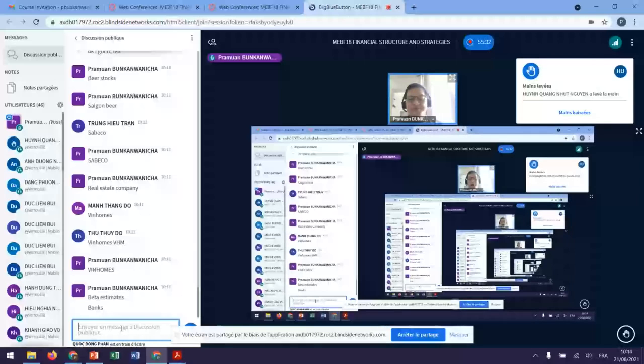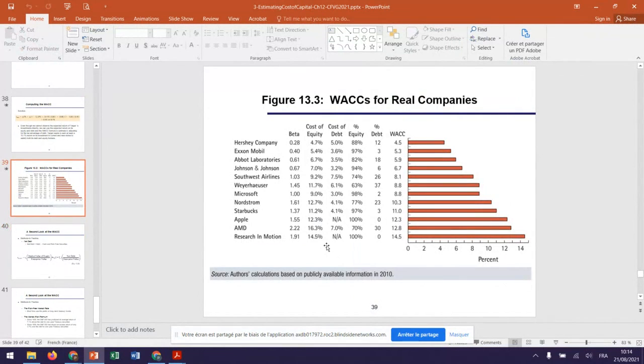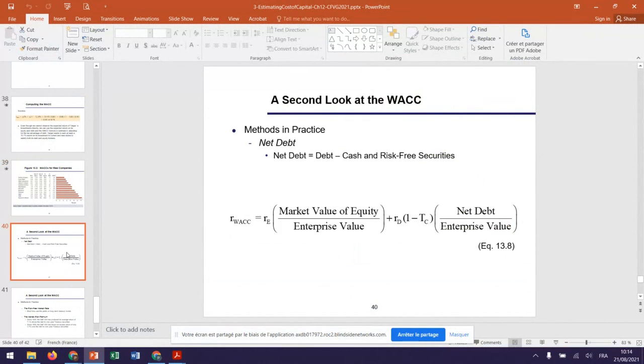All right, very good. So again, some refinement of the calculation when we're talking about the debt, the D that we use in the calculation. Please remember that in all the estimation we use market values. That's the first thing. When we use the debt, usually we use net debt.